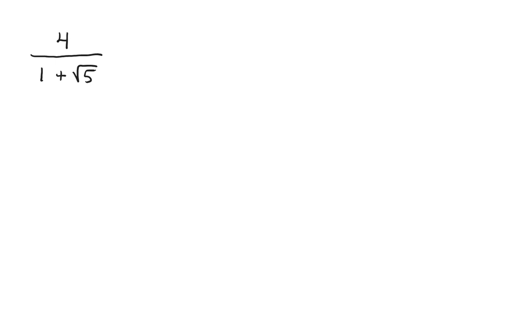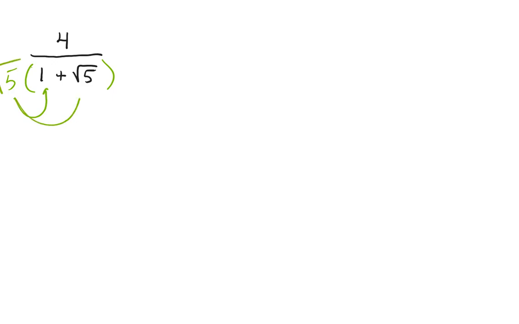Okay, on this problem, the denominator is a binomial. It's a 1 plus the square root of 5. You can't just multiply by the square root of 5, which is what a lot of people do, and I'll show you what happens if you do that. Because if you take 5 times a binomial, you have to distribute it.